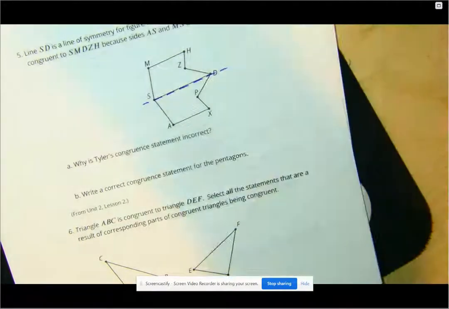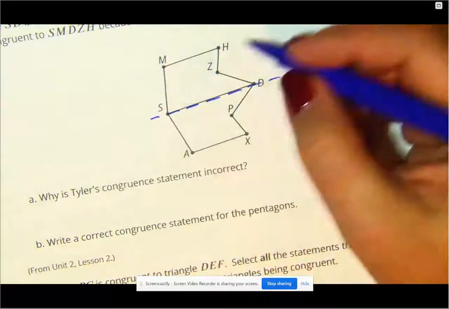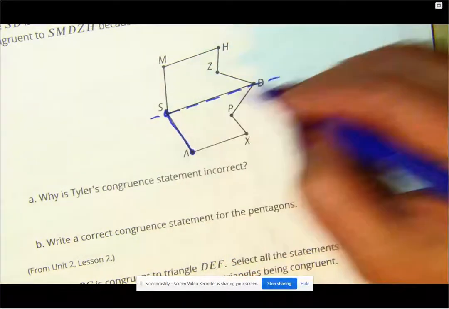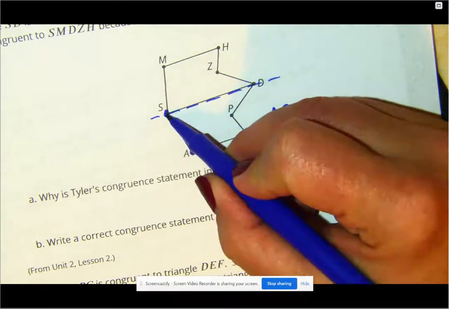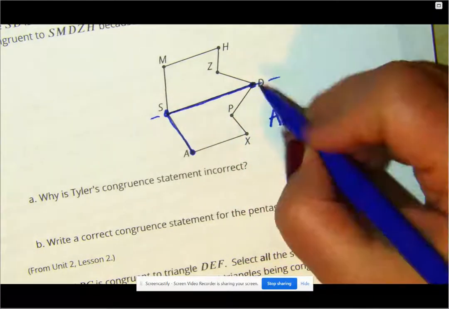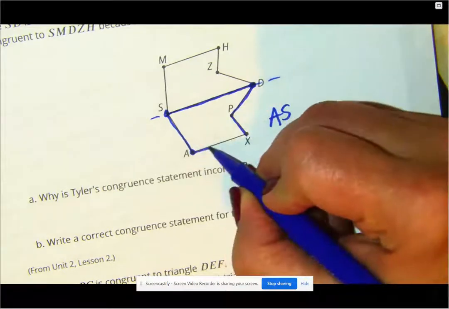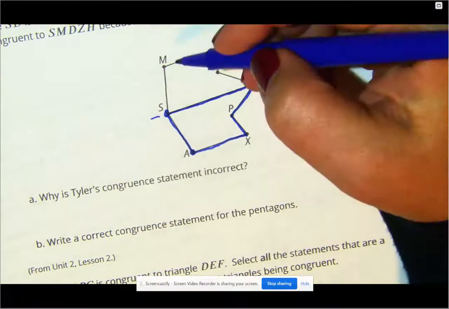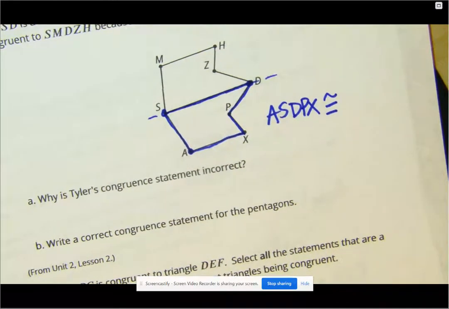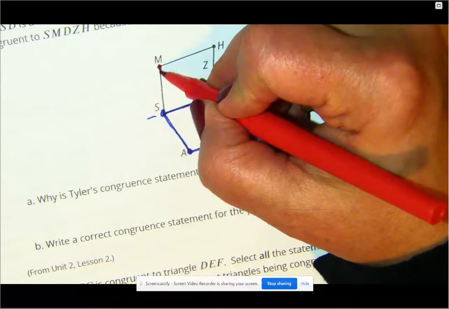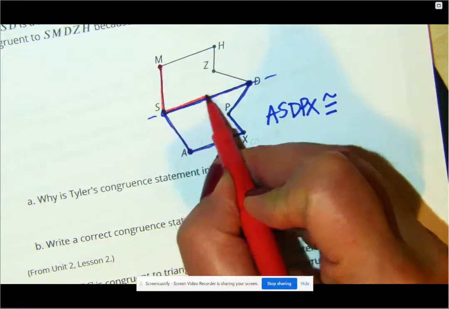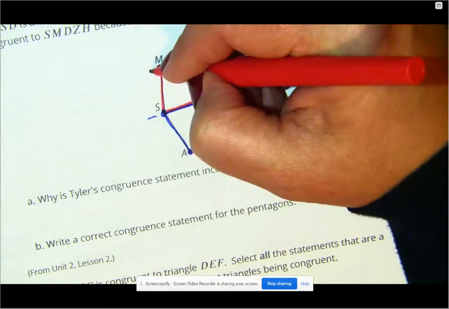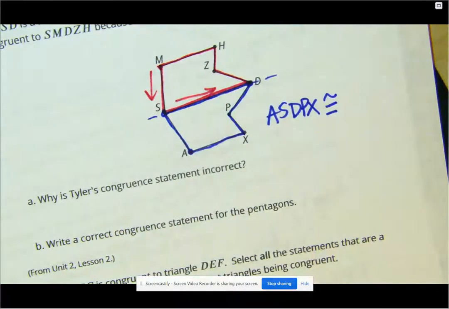Well, once he starts talking about one shape, let's look at this. He starts with this one. He says AS, so he goes here to here, then up that symmetry line, then to P, then to X. Okay? So ASDPX should be congruent to, let's use a different color, that should start here, come to here, go up the symmetry line, go down and here. Okay, so it's going this way. So what should it be?